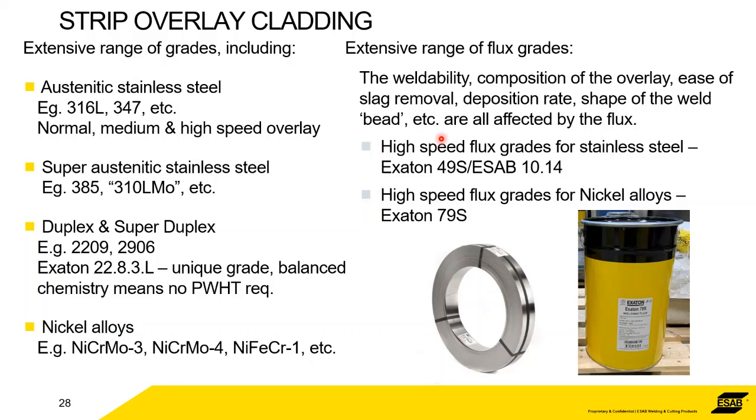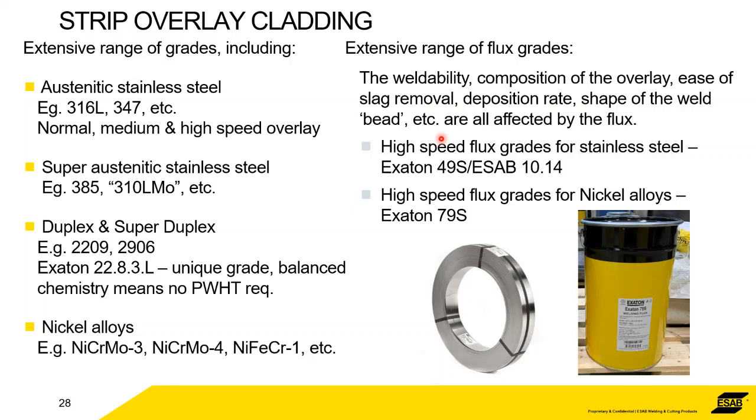We also have super austenitics like 385, 310 LMO. Again, dependent upon the chemistry of what you're trying to achieve in your overlay, we have options. Duplex and super duplex are available. I would like to note that the Exaton duplex grade 2283L is unique in that it's got a balanced chemistry, whereas everybody else has to do a post-weld heat treatment. On this one, you don't. It's worth noticing. We do have nickel alloys, nickel chrome moly 3, chrome moly 4, nickel iron chrome 1.